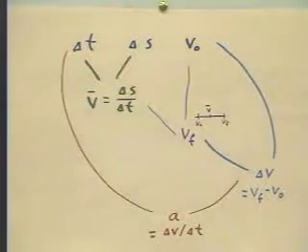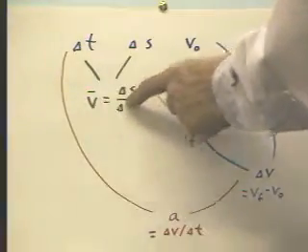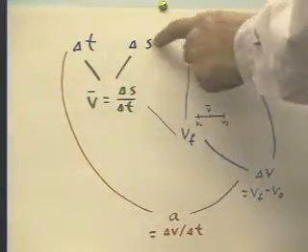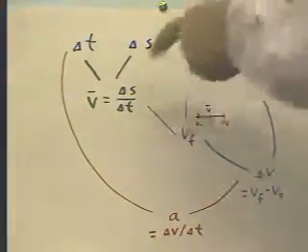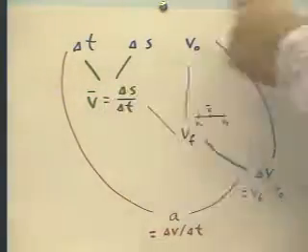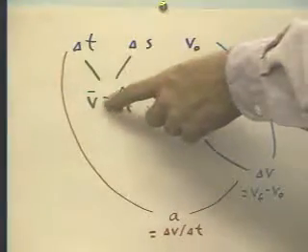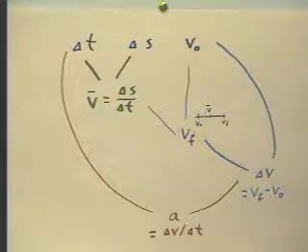Now, if we consider the situation, we know that delta T and delta S are related by the fact that V bar equals delta S over delta T. Our displacement divided by our time interval is our average velocity. So we get our average velocity. Now it gets just a little tricky. If we know the average velocity and the initial velocity, we should be able to determine the final.